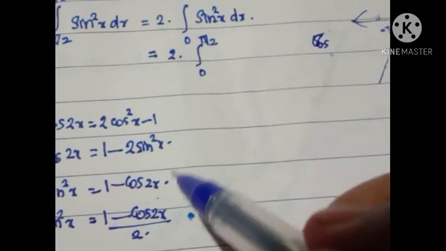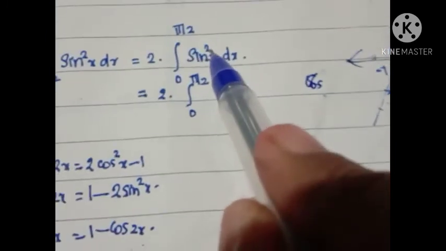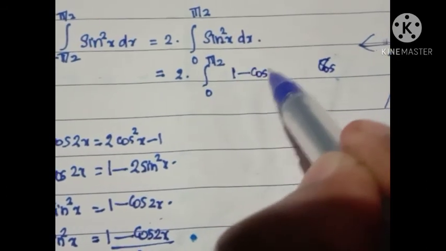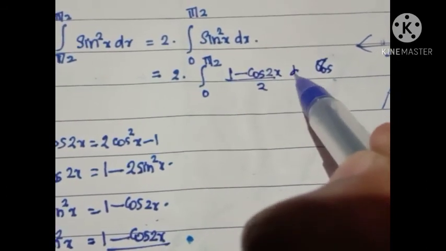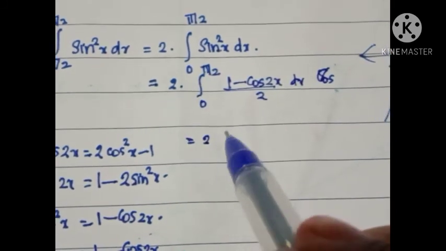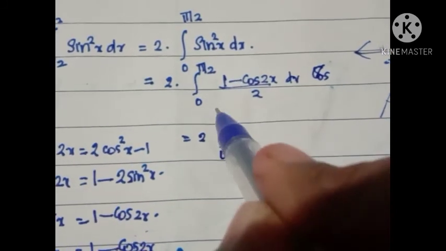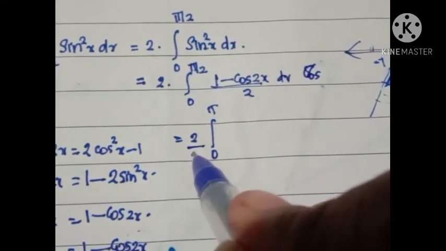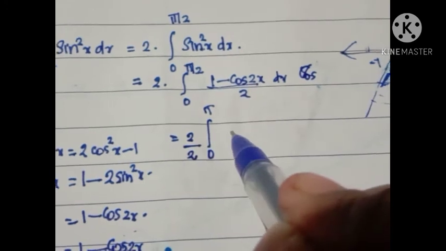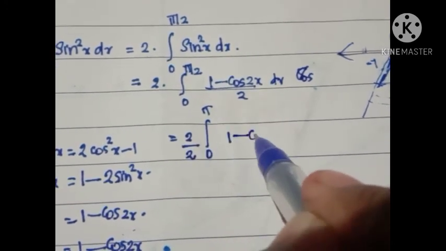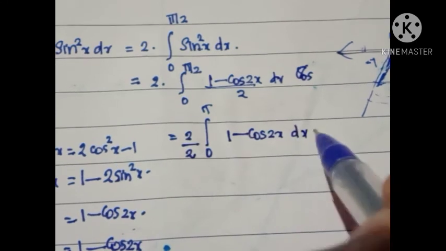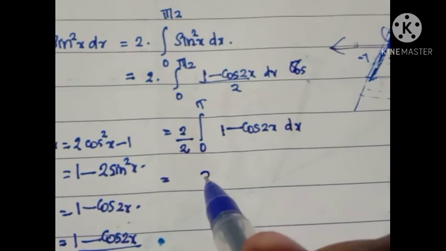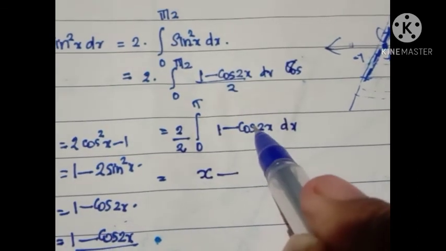Because there is no direct integration for this sin square x, we change this sin square x as 1 minus cos 2x by 2 dx. Now find the value. Integral from 0 to pi by 2. We can take this 1 by 2 outside, so it is 2 by 2, integral from 0 to pi by 2 of 1 minus cos 2x dx. It is 1 into the integral of 1, that is x, minus cos 2x.